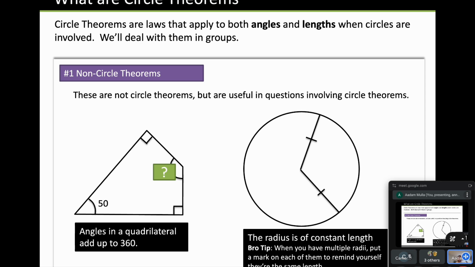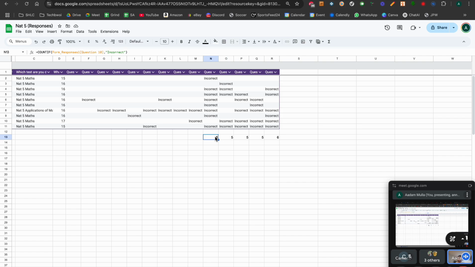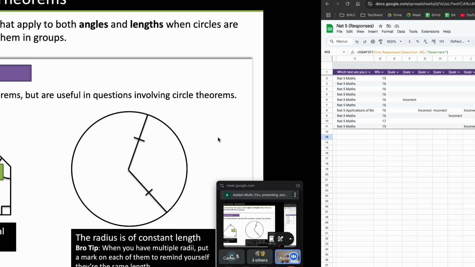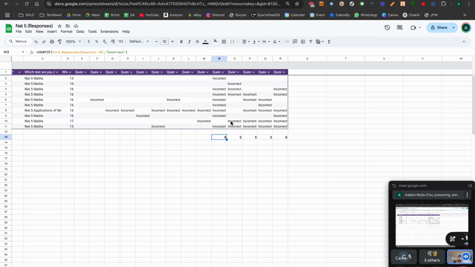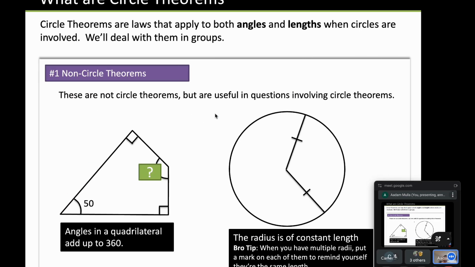We're going to talk about circle theorems. The question that was on circle theorems was answered most poorly. Only two of you got it correct. I don't know if those two people are in this class, but if you did, well done.